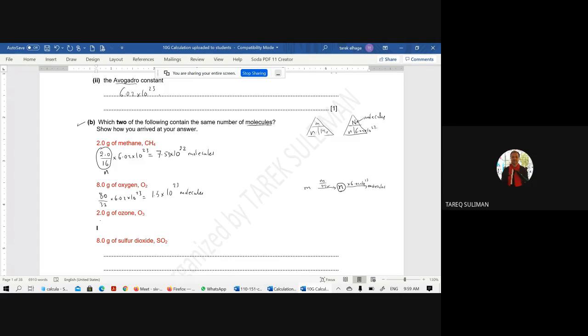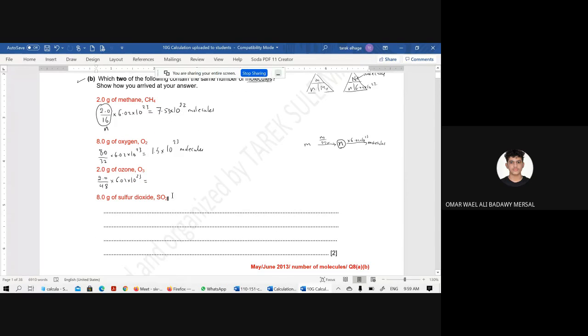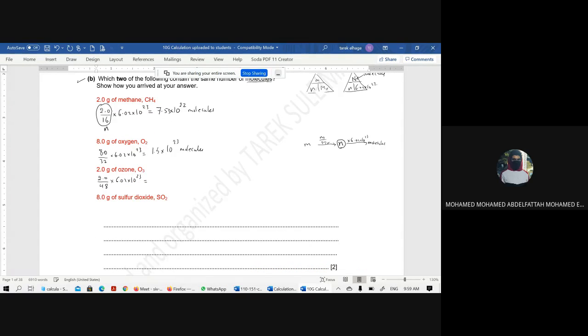2 divided by 48, multiplied by 6.02 times 10 to the power 23. It's 2.5 times 10 to the power of 22 molecules. Clear?